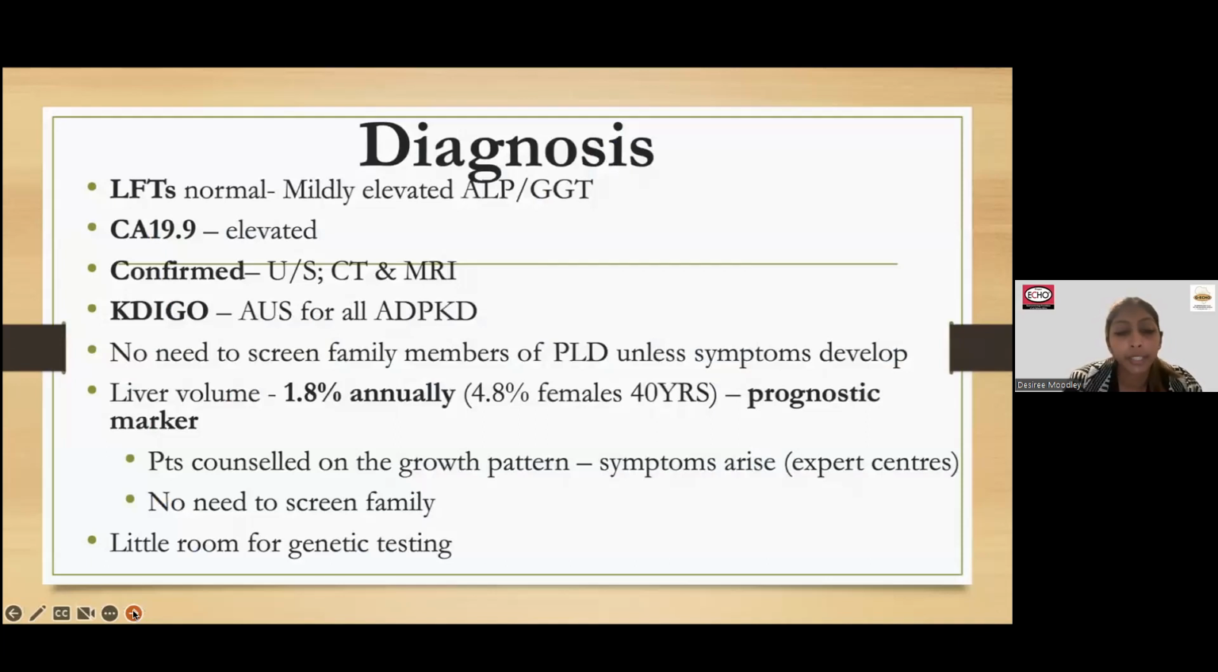The KDIGO says that every person who has autosomal dominant polycystic kidney disease should have an ultrasound to screen for polycystic liver disease. If you've got family members, you don't need to screen them unless they have symptoms. Generally, liver volume will increase by 1.8% annually, but in females, as I mentioned, with the estrogen, it's actually 4.8% up till the age of about 40 and then menopause. And this is a prognostic marker. So you counsel your patients on the growth pattern, especially if symptoms arise, and they should be followed up at expert centers. As I mentioned, no need to really screen the family, and there's very little room for genetic testing. It doesn't really change your management.